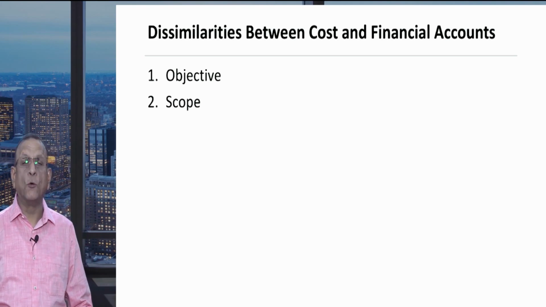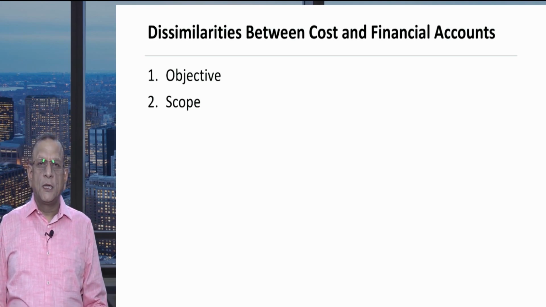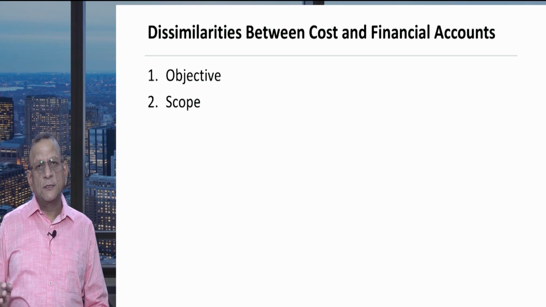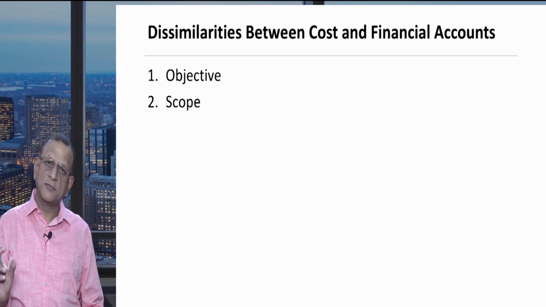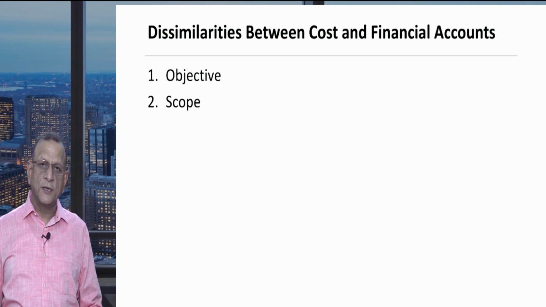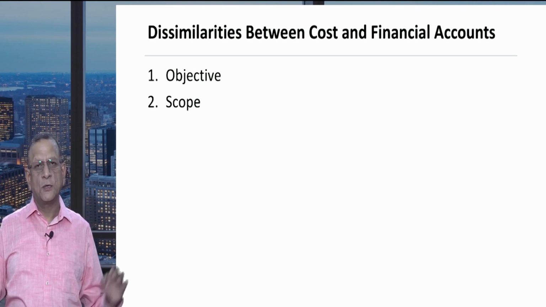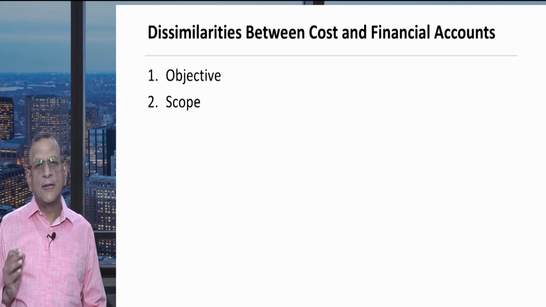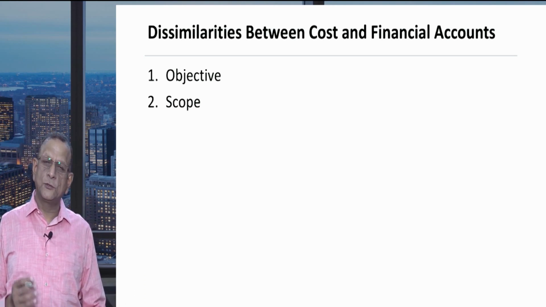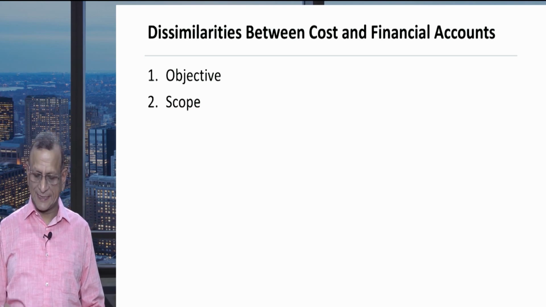Then the second is scope. What is the scope? The scope of cost accounting is limited to ascertaining the cost and ascertaining the profits earned on the basis of this cost for a product or a unit or department. But in the case of financial accounting, the scope is larger. It addresses the entire organization to know its profitability, loss, financial status, etc.